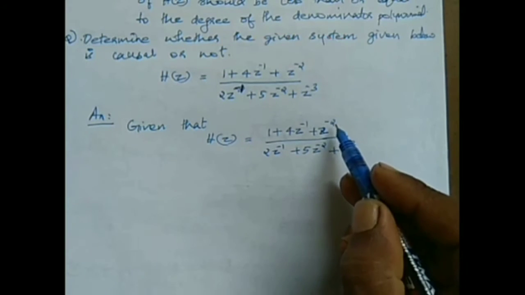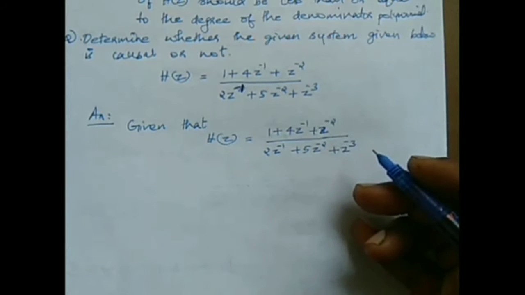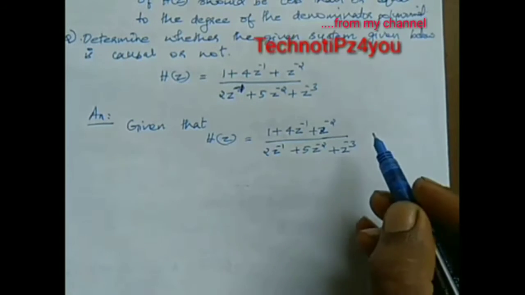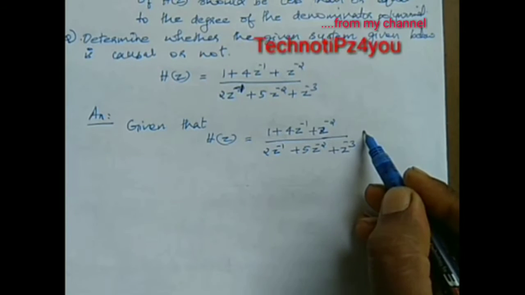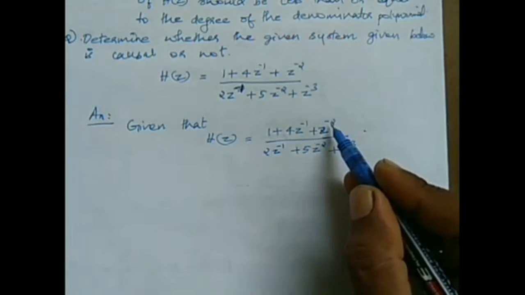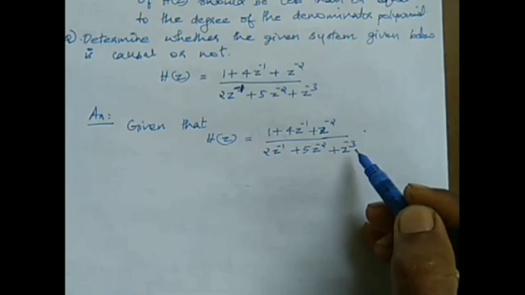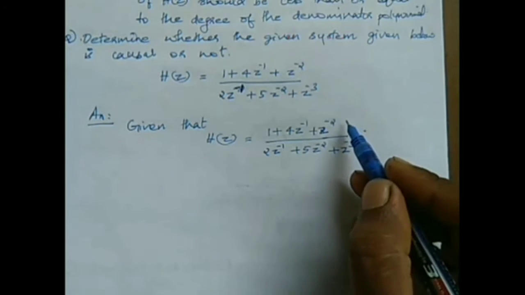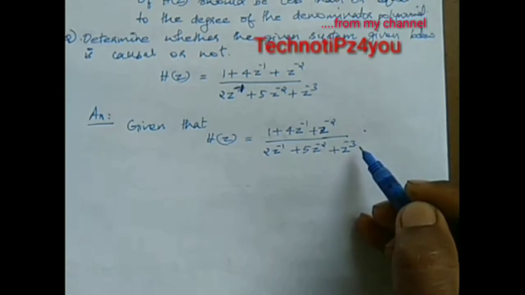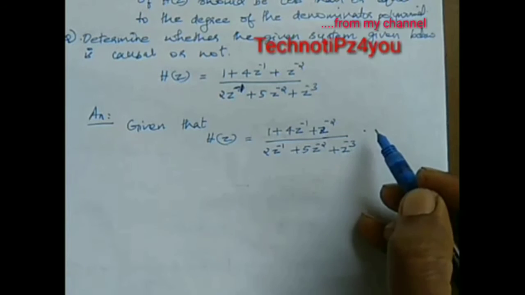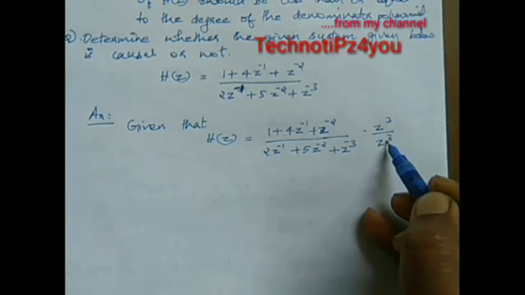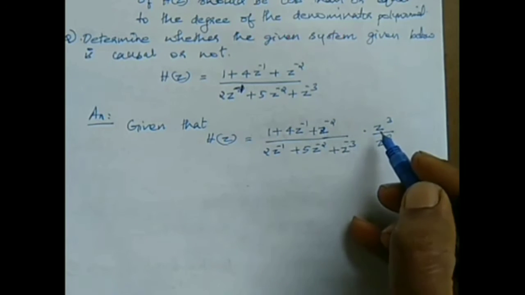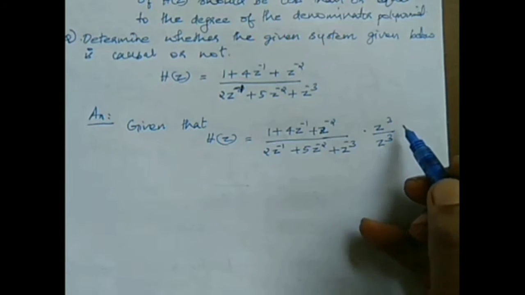So which one is greater? z^-2 and z^-3 are there. The highest negative degree is z^-3. So we have to multiply both numerator and denominator with the corresponding positive degree. Between z^-2 and z^-3, the highest negative power is z^-3, so I'm going to multiply both the numerator and denominator by z^3.